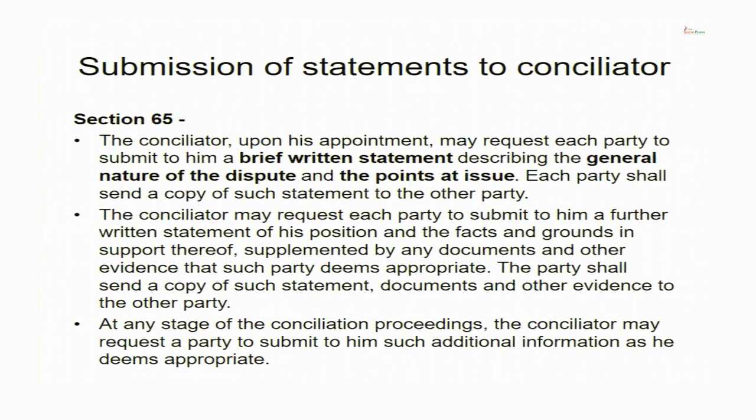Section 65 talks about statements to conciliators. Once a conciliator is appointed, he may request each party to submit to him what? A brief written statement. It has to be a fast process. And in their brief written statement, what do parties have to give the conciliator? Two things: the nature of the dispute and the points at issue. You remember section 23, we were talking about pleadings. We said you have to mention the remedy claimed, the relief claimed. You don't have to write the relief which you are claiming here in conciliation. Nature of the dispute and issues involved. And this has to be a brief written statement, not like a detailed written statement.